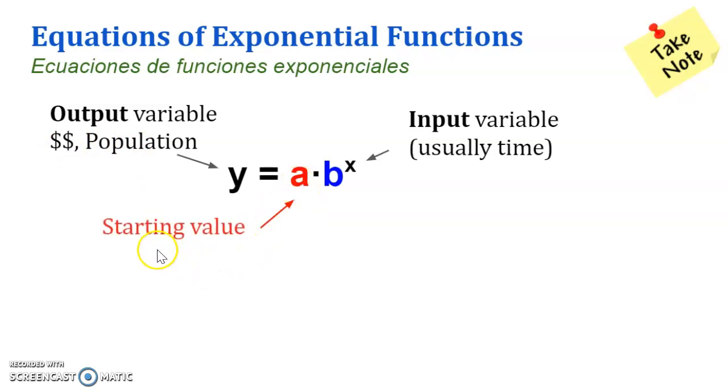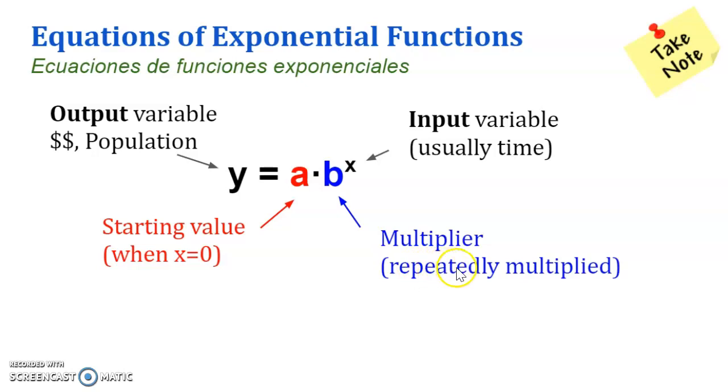A represents the starting value when x is equal to 0. What is the value that you're starting with when x is equal to 0? So graphically, this would also be the y-intercept value. Okay, A will be the y-intercept value. What is the B? B is going to be the multiplier, the number that you are going to multiply to the previous number to get the next number. And it is repeatedly multiplied to the previous number to get the next number.